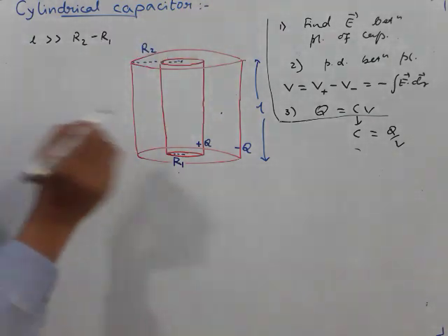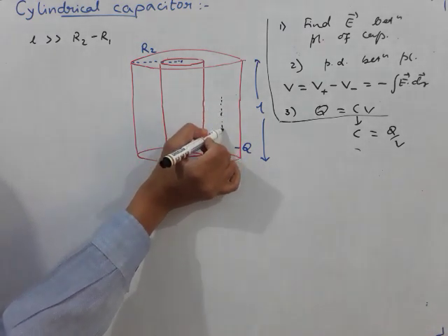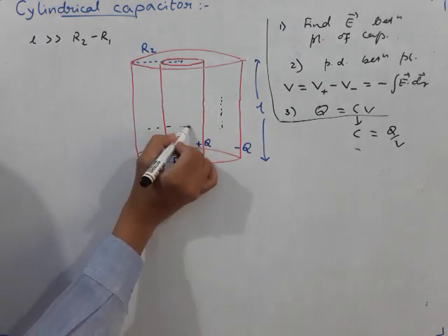First step, you have to find the electric field. For the electric field, we have to draw a Gaussian surface. By symmetry, the electric field at all the points on the cylindrical Gaussian surface will be the same.